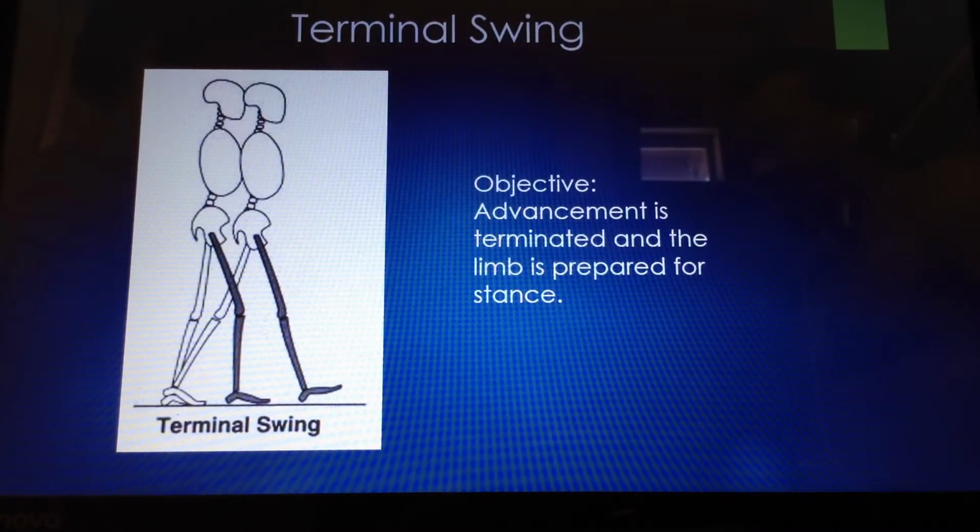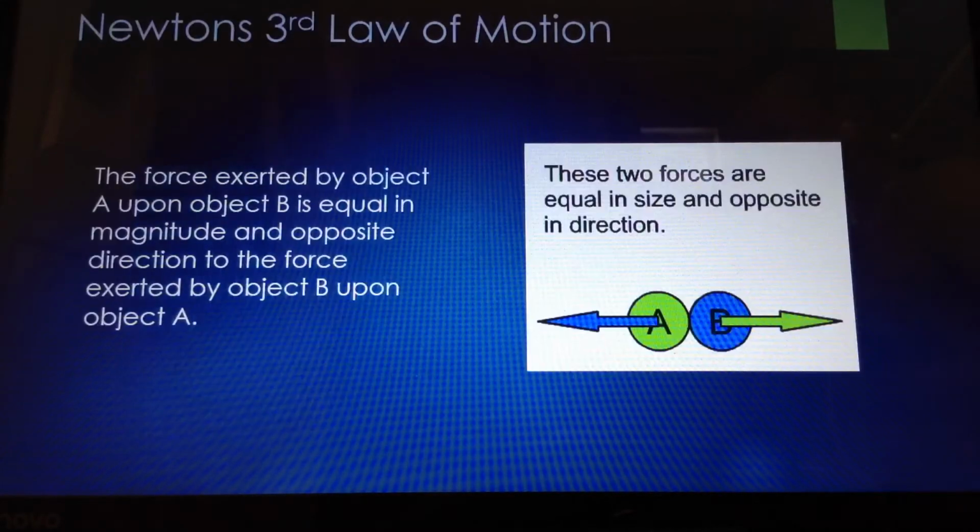Terminal swing. In the final phase of swing, advancement is terminated and the limb is prepared for stance. The 30-degree hip flexion is maintained, extension of the knee continues to neutral, and the ankle will continue neutral dorsiflexion to basic posture in preparation for stance. This completes the full gait cycle for a normal adult and was observed by the man walking in the video.